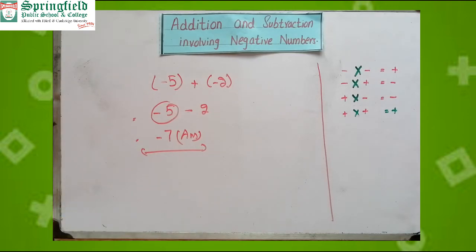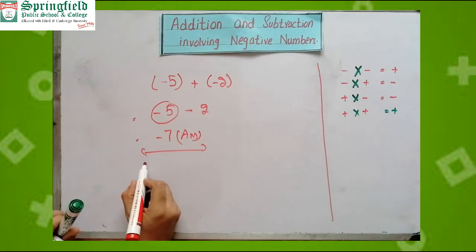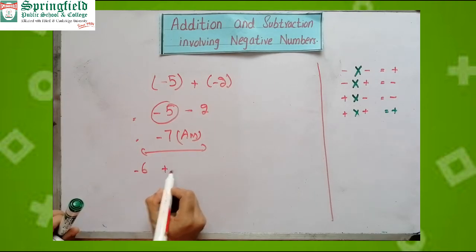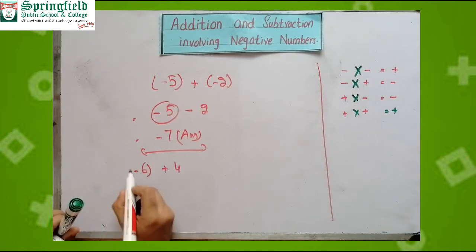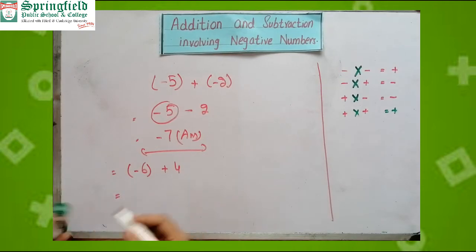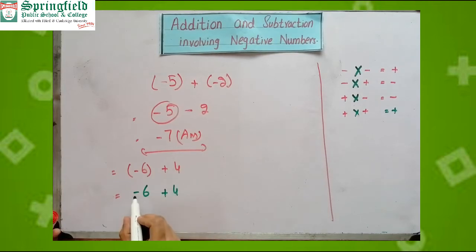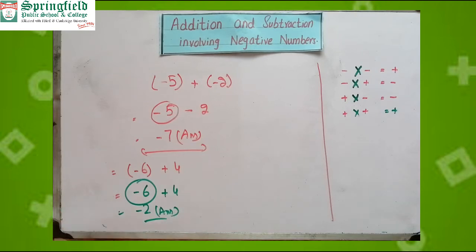Okay. And for the next example, let's suppose -6 and then +4. What will be the answer? -6 is in the bracket and then +4. So beta, first we will open the bracket, -6 plus 4. So minus plus minus, it means the procedure will be subtraction. -6 minus 4 is 2, and the sign will be minus, because 6 is greater and the greater value has the negative sign. So -2 is your final answer. Understood beta? Okay.